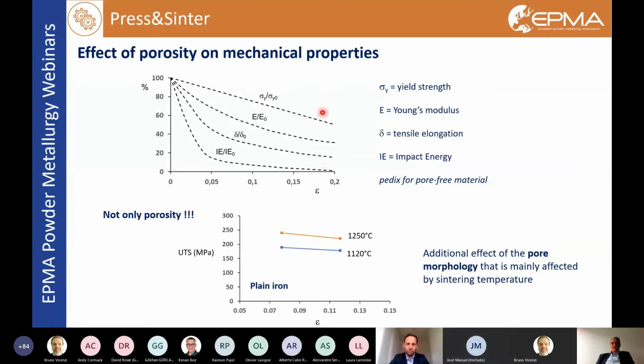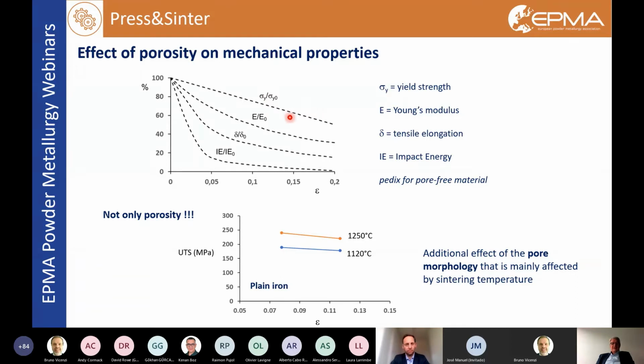In this figure, we had the yield strength, the elastic modulus, the tensile elongation, and the impact energy measured with the Charpy test, normalized to the same property determined for a pore-free material, depending on porosity. We may observe that all these properties decrease or increase with porosity, but we have to distinguish, since the influence of porosity is not the same for all of them.